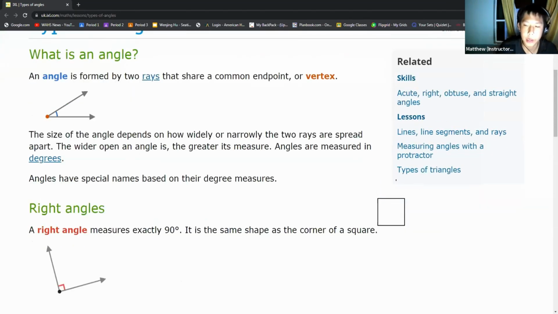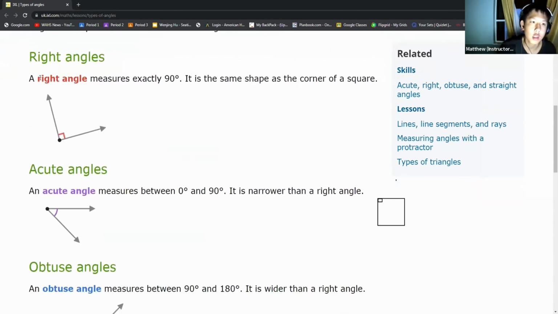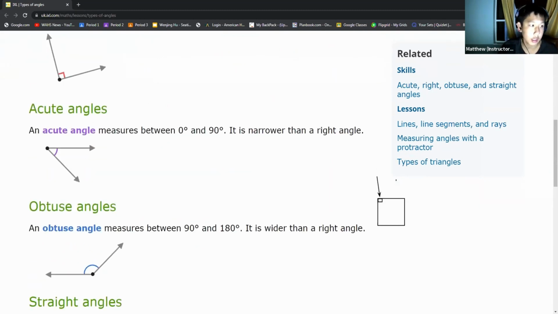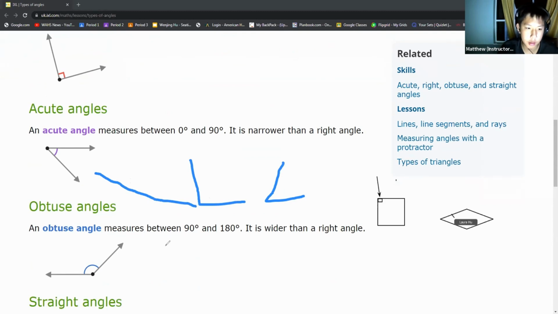The size of the angle basically depends on how big the space between these two is, and there are multiple types of angles. A right angle is something that's exactly 90 degrees. See, that's 90 degrees. And an acute angle is something less than 90 degrees. So if this was 90 degrees, this would be acute. And the obtuse angle is between 90 and 180. So it would be like this. And a straight angle is just a straight line.